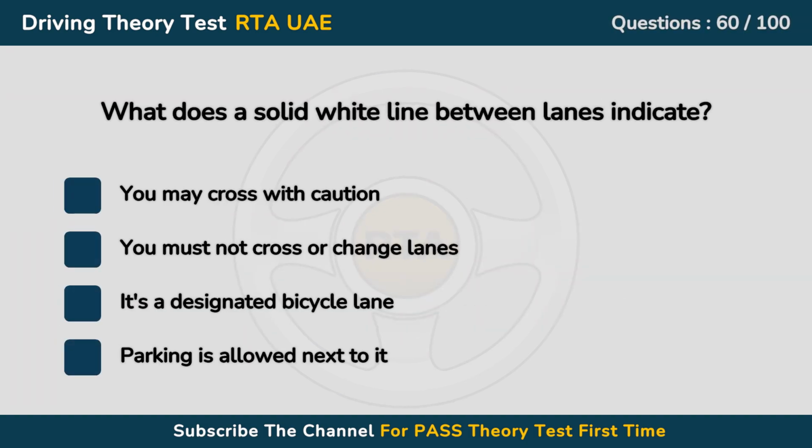Question 60. What does a solid white line between lanes indicate? A. You may cross with caution. B. You must not cross or change lanes. C. It's a bicycle lane. D. Parking is allowed next to it.